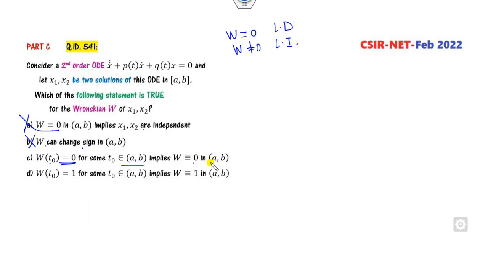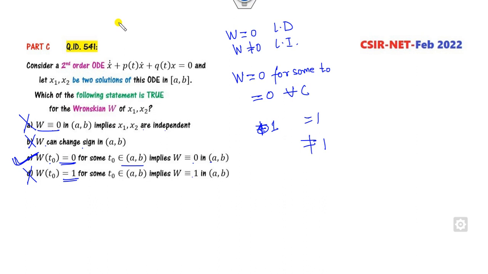If Wronskian is 1, then it implies that's a wrong statement. Remember, if Wronskian is 0 for some t naught, then it will be 0 for the whole domain. But if it is 1, then it will not always be 1. So that means the right answer is only C is the correct answer.